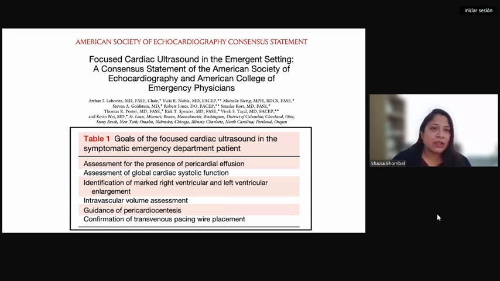And this has really been reviewed and discussed and collaborated on with the American Society of Echocardiography. So from a cardiology standpoint, this was early on, in 2010. ASE recognized the utility of bedside cardiac POCUS and partnered with the American College of Emergency Physicians to publish a consensus statement. It outlined the goals of a focused cardiac exam in symptomatic emergency department patients. These included assessment for presence of a pericardial effusion, assessment of global cardiac systolic function, identification of marked right ventricular and left ventricular enlargement, intravascular volume assessment, pericardiocentesis guidance, and then confirmation of transvenous pacing wire placement.